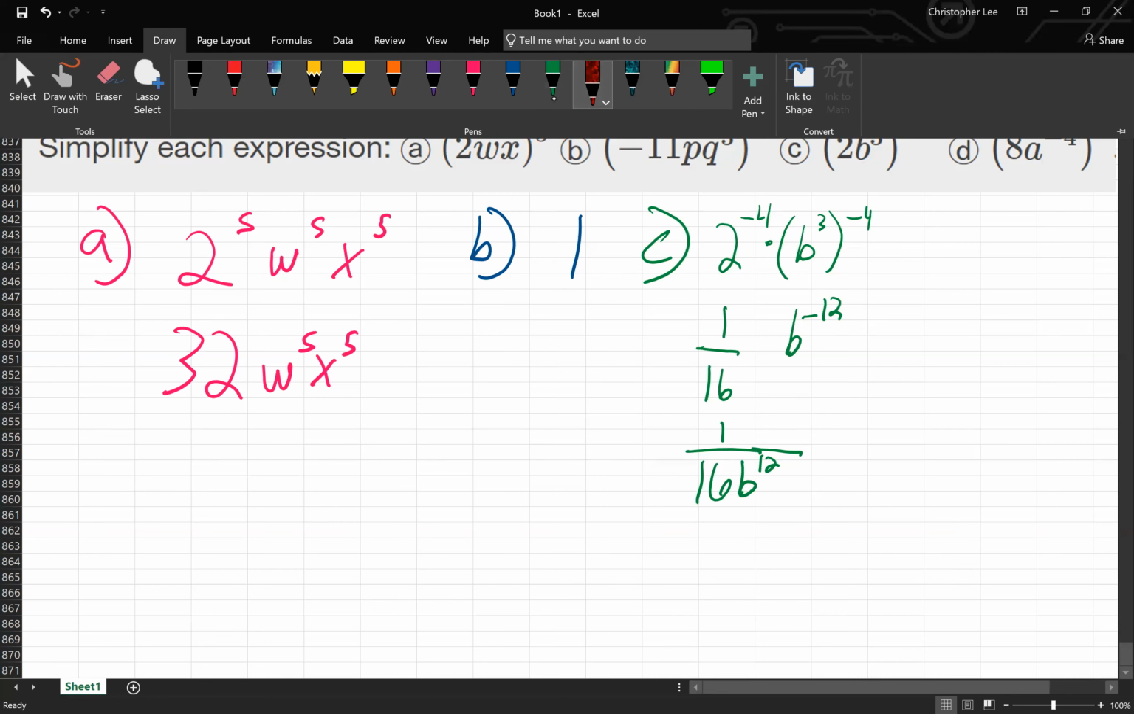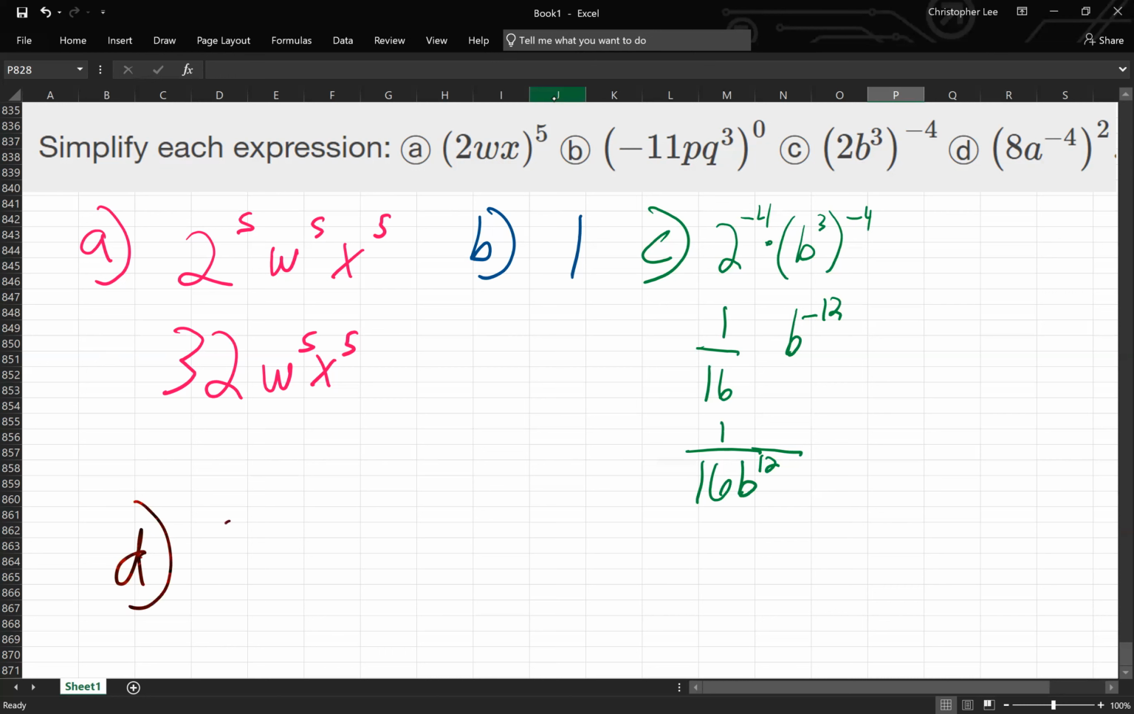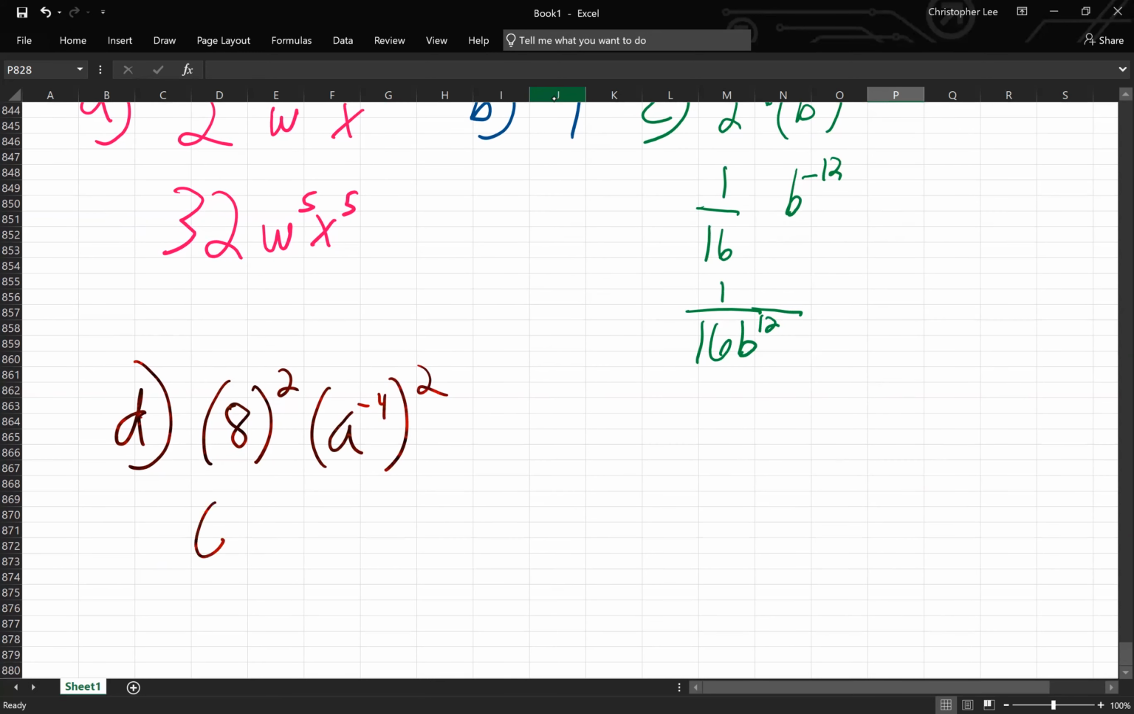Let's take a look at D. I'm sorry. So I have 8a to the negative 4 raised to the 2nd power. Everybody gets that power. It's going to be 8 squared times a to the negative 4 squared. 8 squared we know is 64 times a to the negative 8 power, which you already know, that's illegal. So I'm going to have 64 over a to the 8 power. Questions on that?